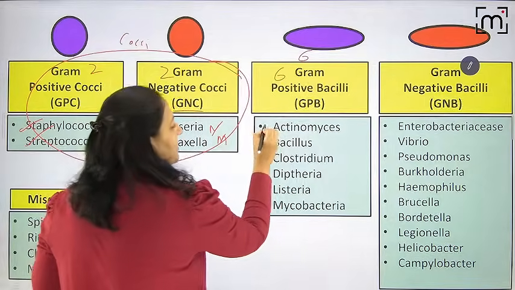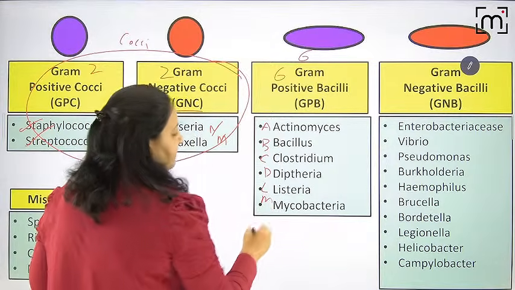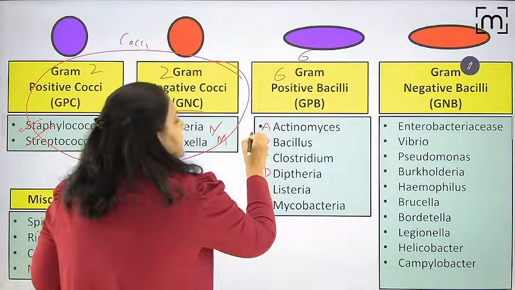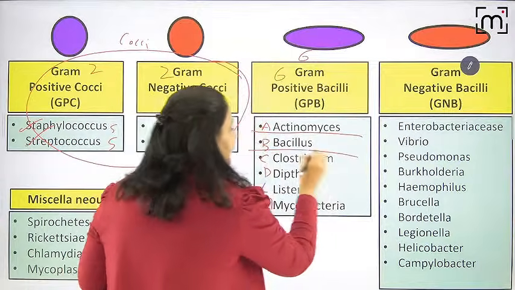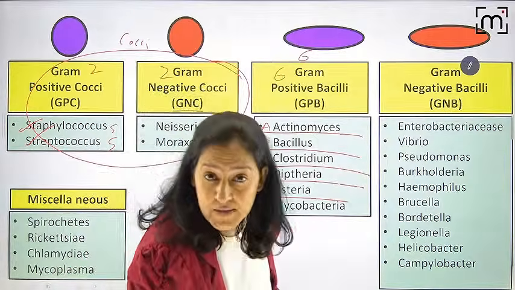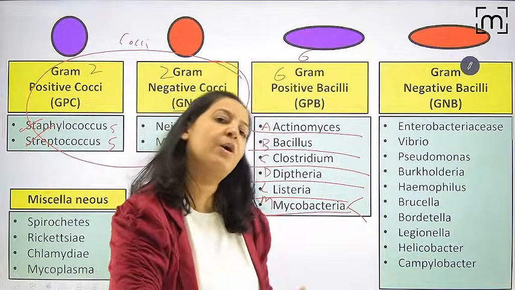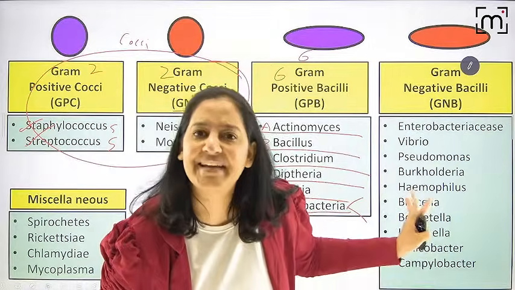What is the mnemonic? The mnemonic is A, B, C, D, L, M. This is my mnemonic. A stands for Actinomyces, B for Bacillus, C for Clostridium, D for Diphtheria, L for Listeria monocytogenes, and M for Mycobacteria. Mycobacteria, TB, leprosy, all Mycobacteria. Learn the mnemonic A, B, C, D, L, M.